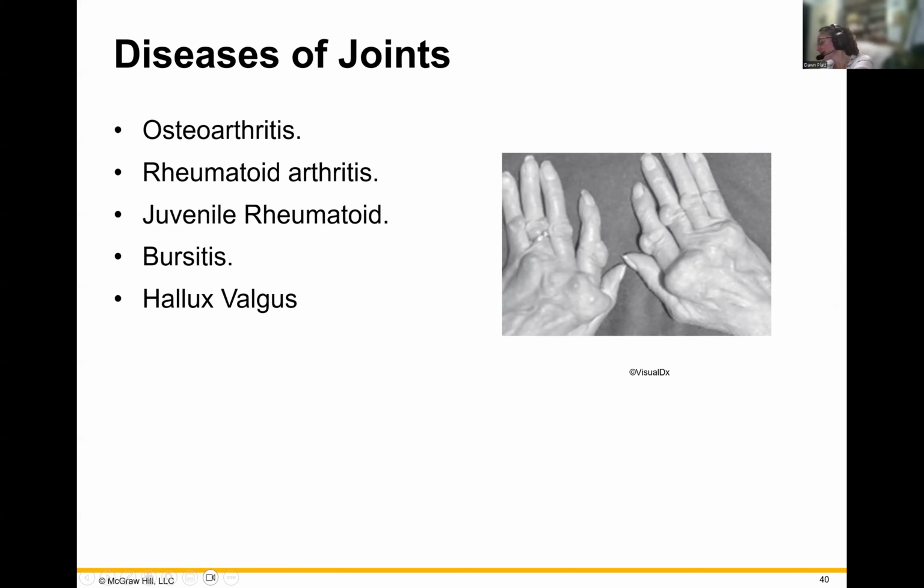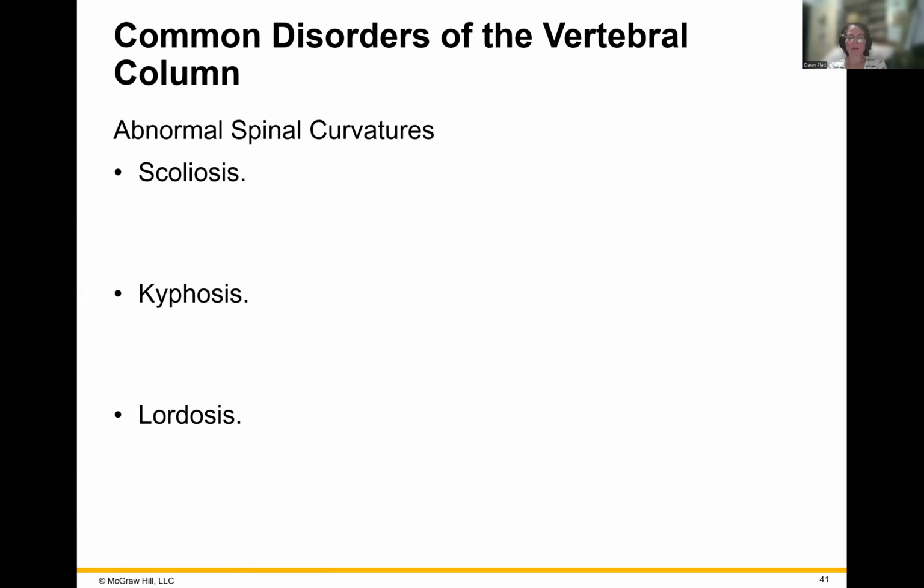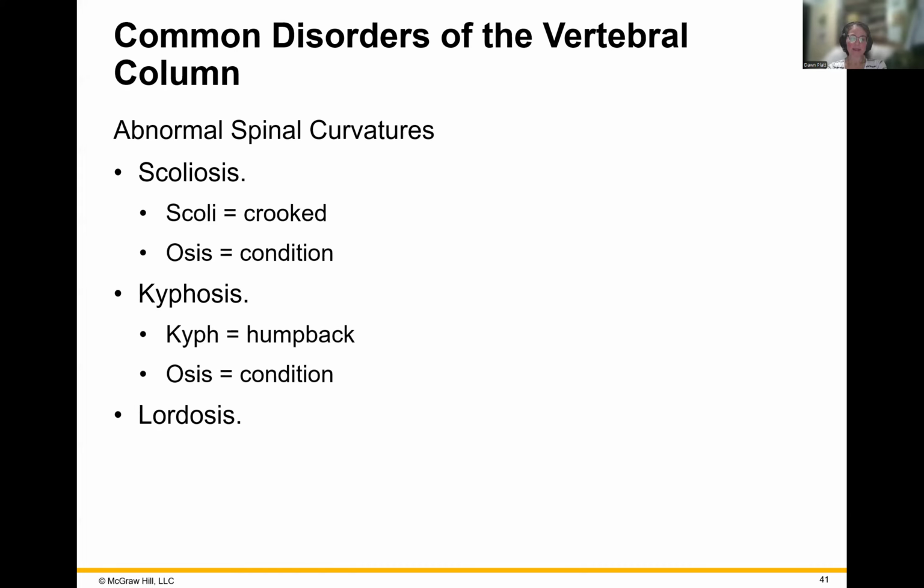So now we go to the diseases of the joints. And you have osteoarthritis, rheumatoid arthritis, juvenile rheumatoid, bursitis, and hallux valgus. Our spine, we've got conditions of the spine. You have scoliosis, kyphosis, and lordosis.